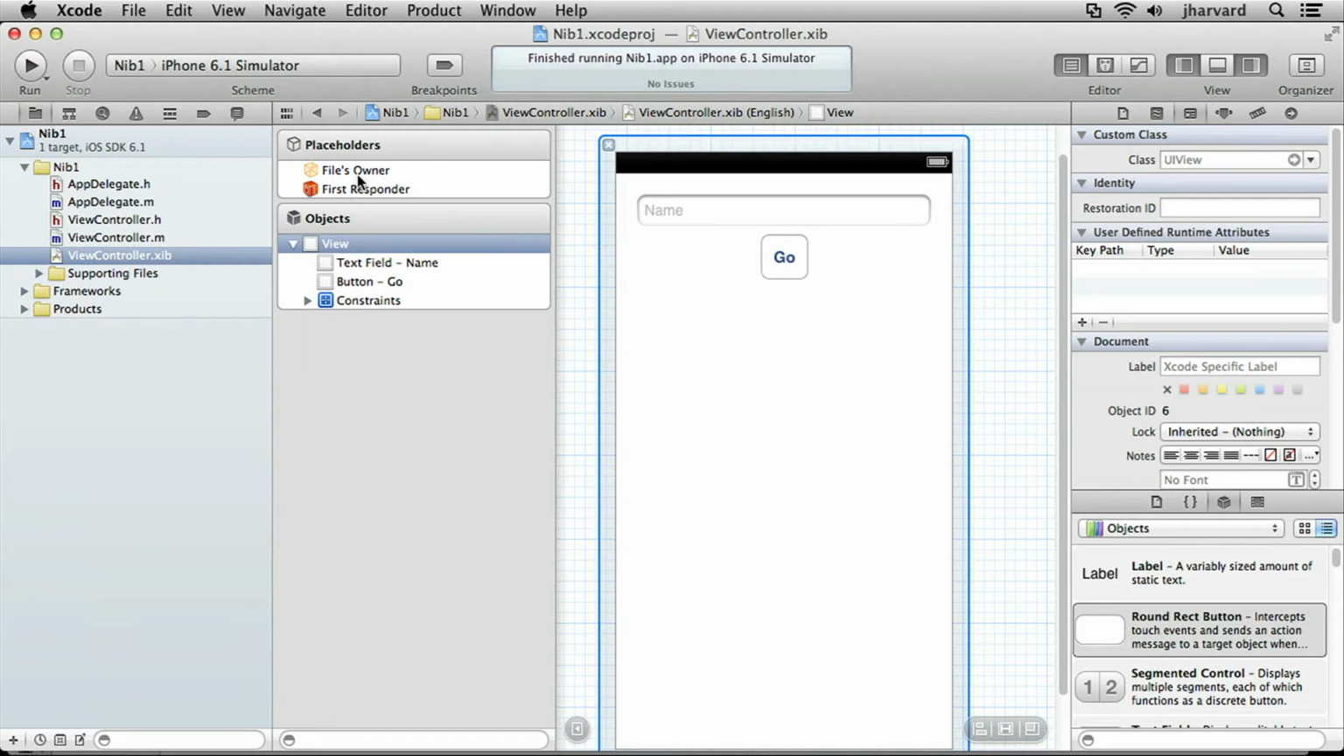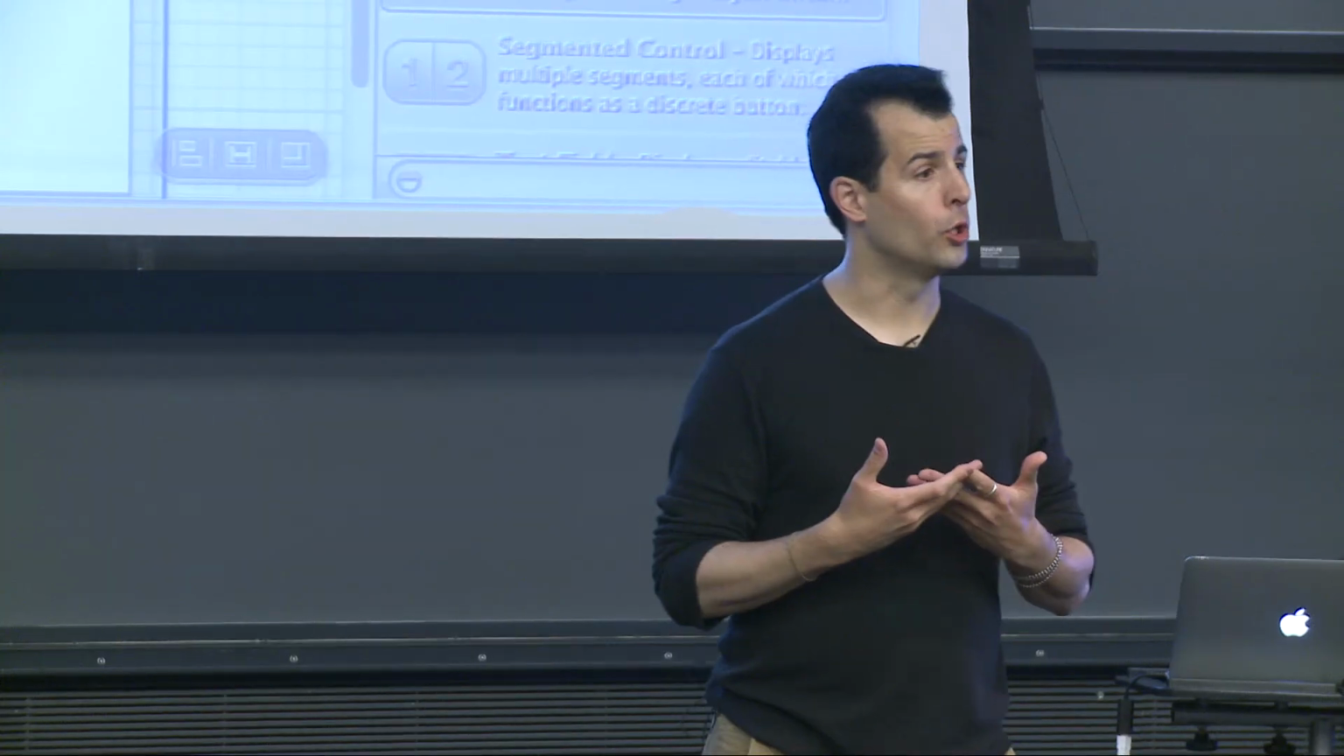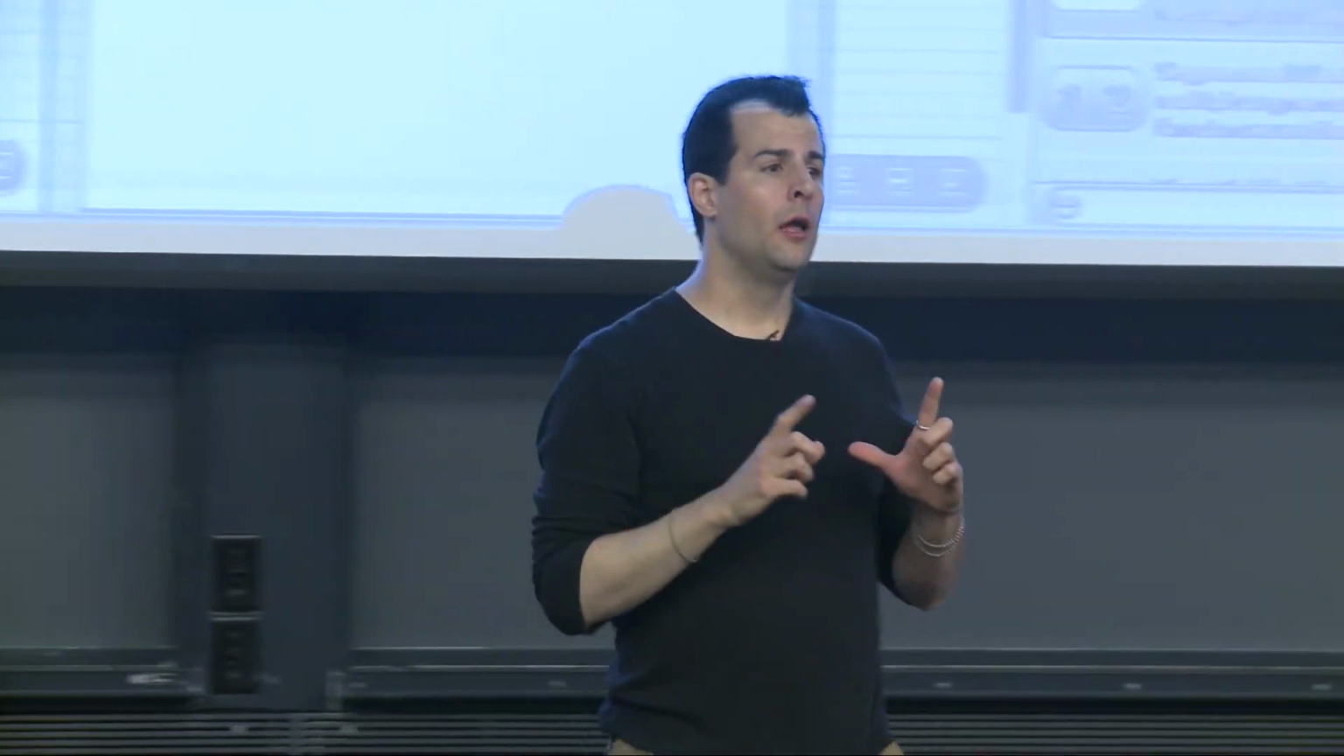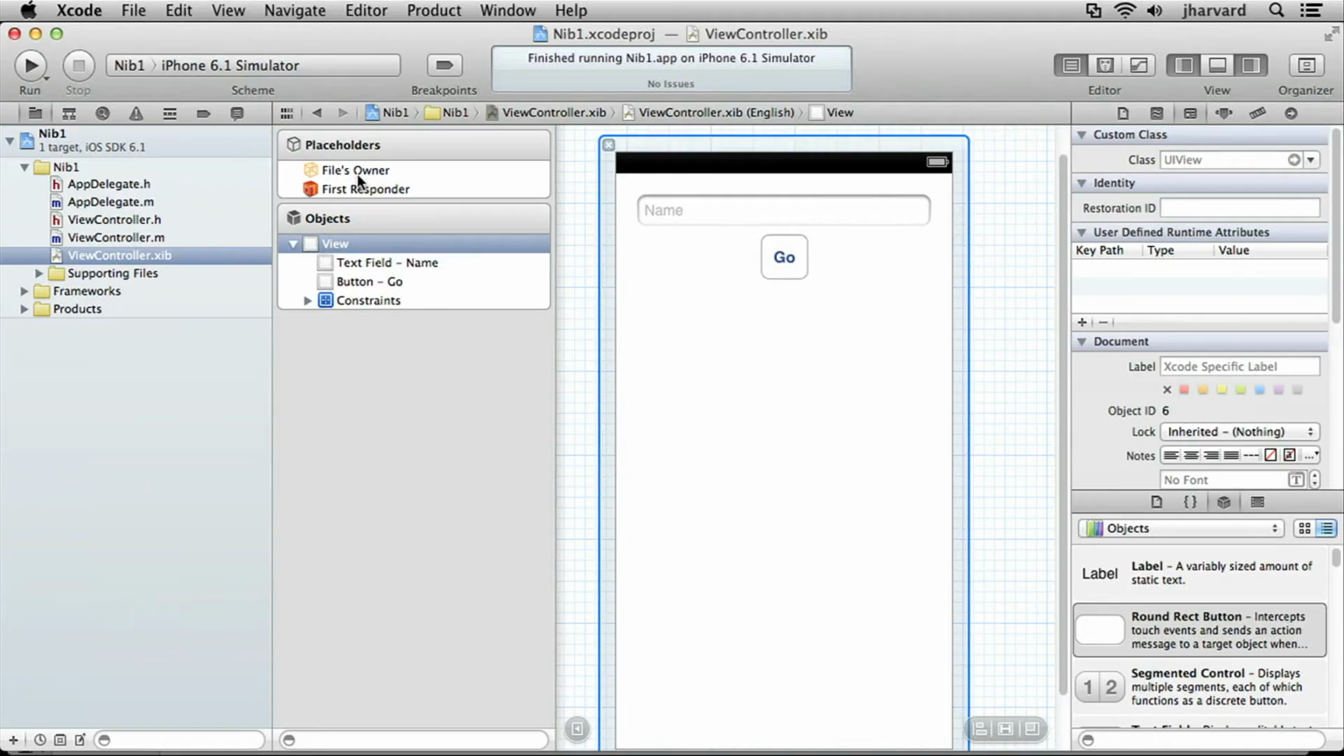And now up here is something called File's Owner and First Responder. We'll ignore First Responder for now, but File's Owner refers to the class that has ownership of this nib. So per our discussion earlier, which class owns this nib or uses this nib to load its views? The view controller. So really, that icon, which is like a yellow cube, is just an iconic representation of my class. It just represents my code.